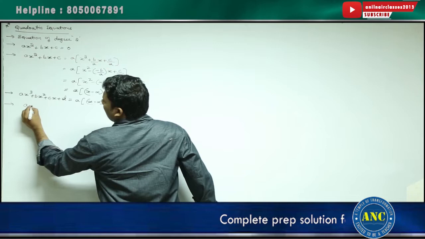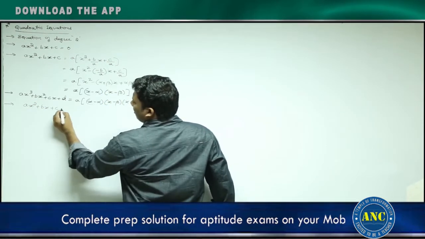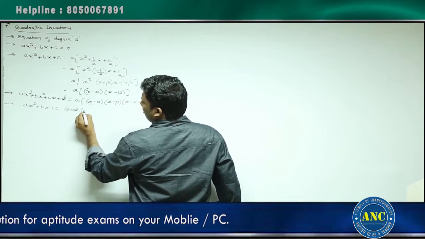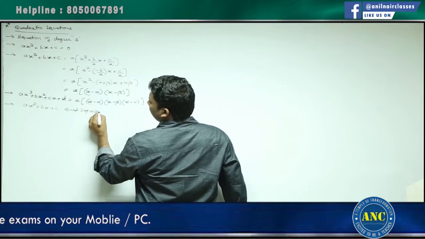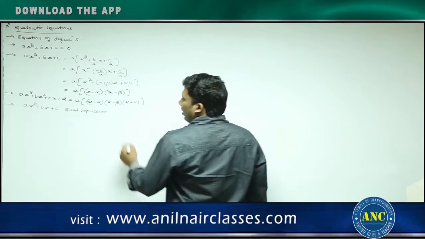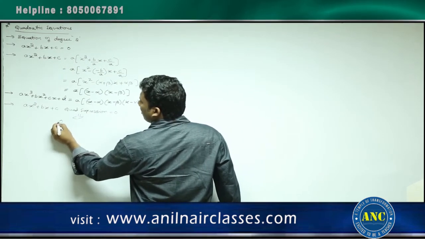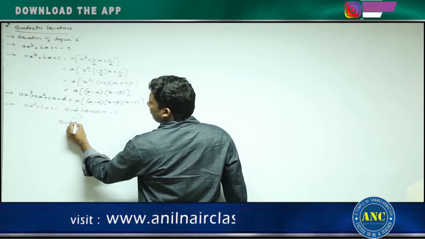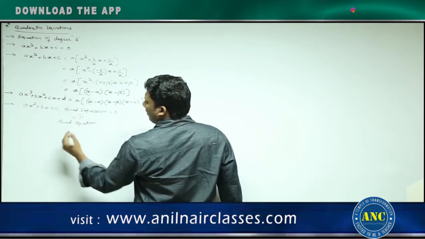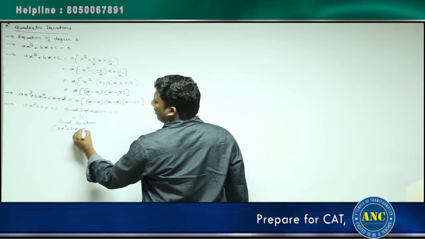Now, in the equation ax square plus bx plus c, this is a quadratic expression. If this quadratic expression is equated with 0, then it becomes a quadratic equation. So that will become ax square plus bx plus c equivalent to 0.